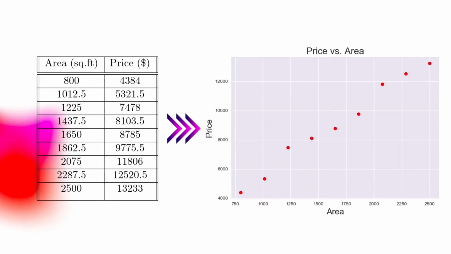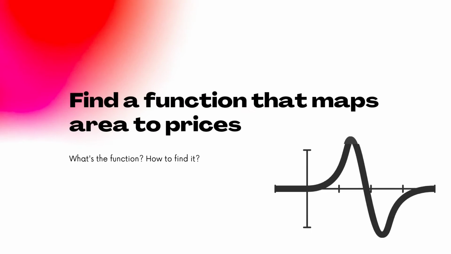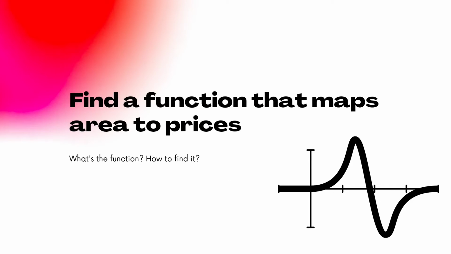So this is the plot of the data set, and we have 9 samples in total. Now that we have all the samples, the next step is to find a function that maps the area to the prices. Basically, we have to find a function f of x, which when given area as input, gives out the price. But what's the function? How do we find it?